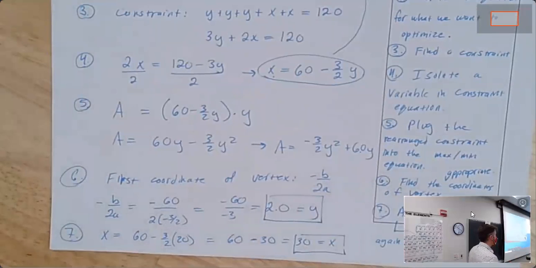So we found the dimensions of the corral that maximize the area and fit all the requirements. We're also going to look at the graph because I think it's worthwhile, but before we do that, questions?